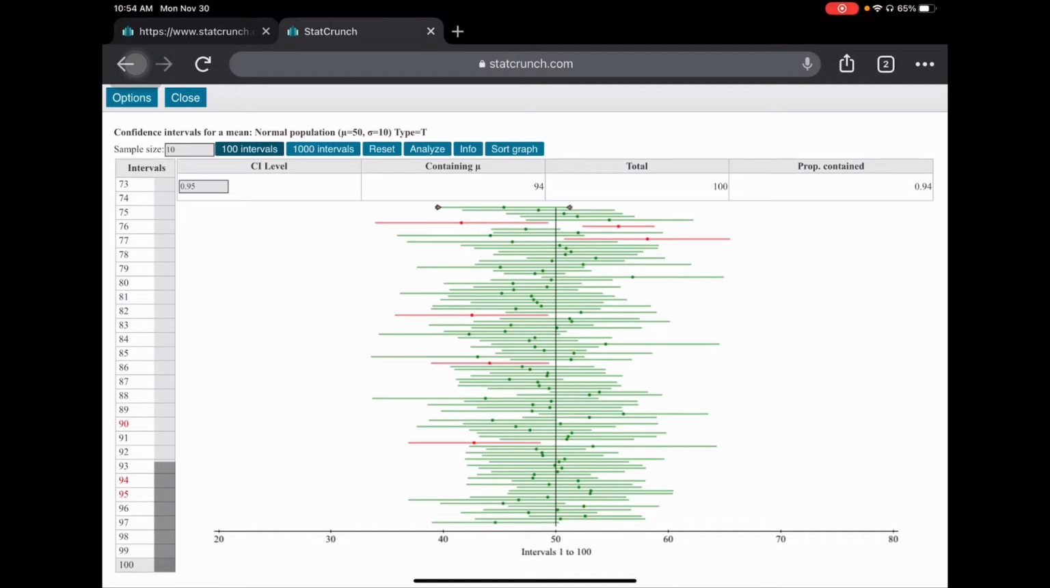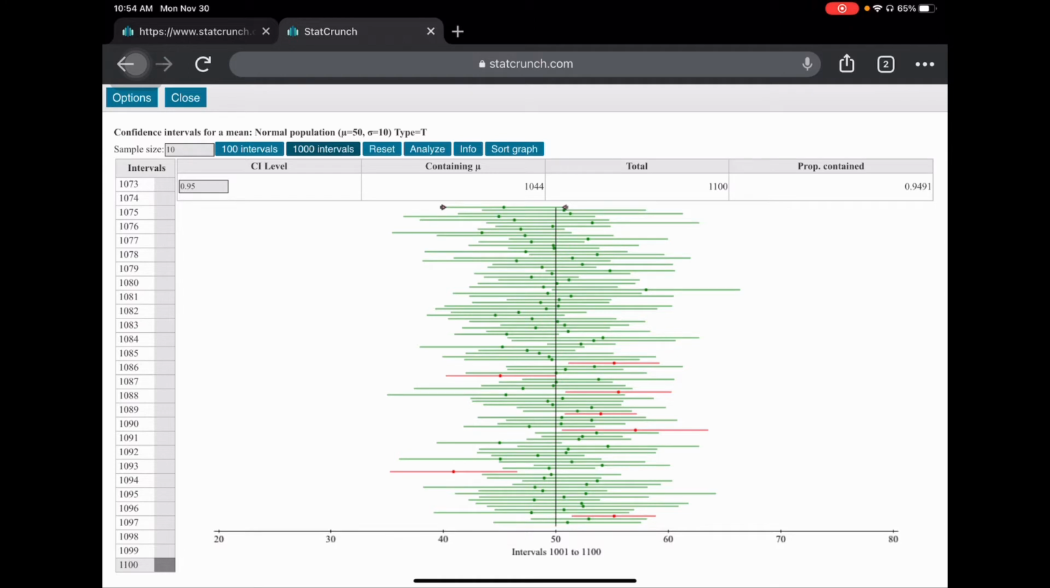But the majority of the time, let's say I do it 1,000 times, 94.91% would have been our confidence interval, because right here in the prop contained in the top right, that tells you the number of times that the value was captured.